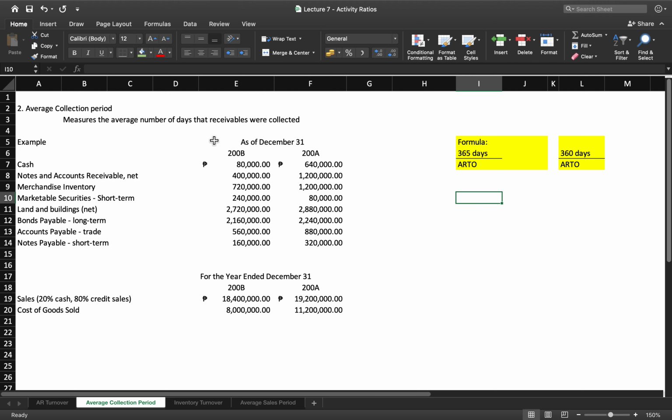Like I said earlier, our AR turnover and our average collection period are connected. So, 365 days, we just have to divide it by R2. So again, as a review, let's solve for R2.